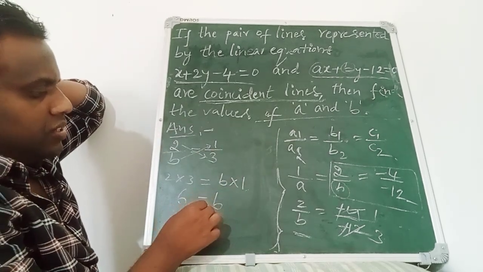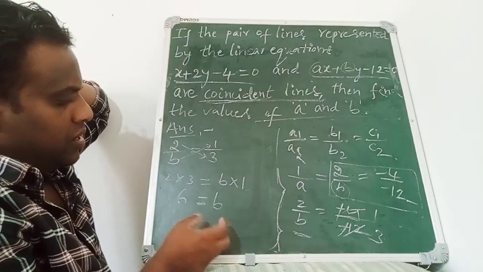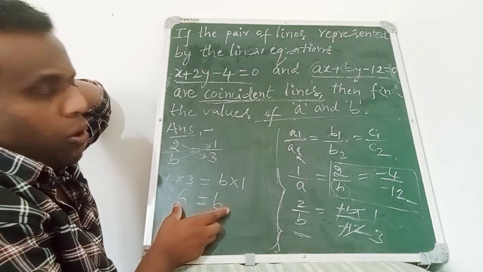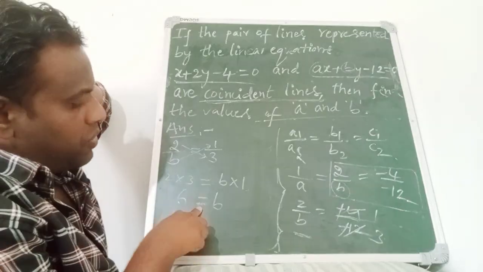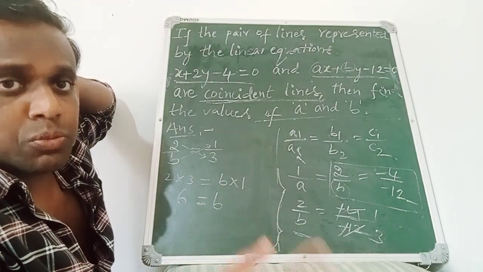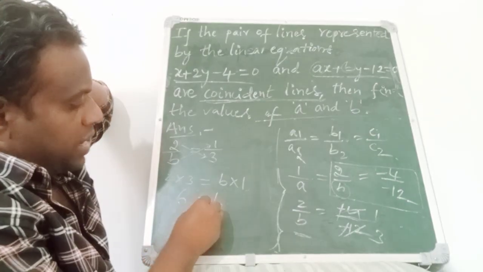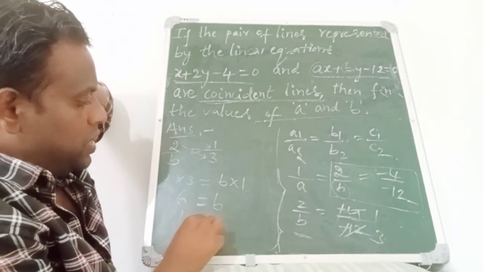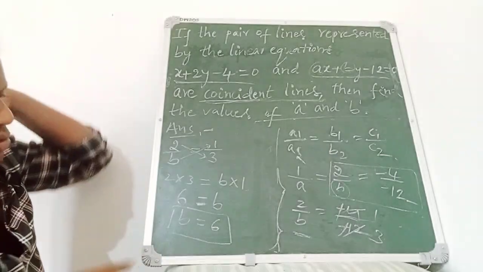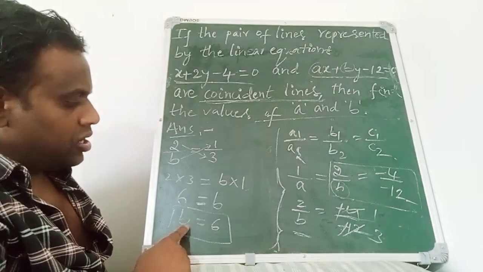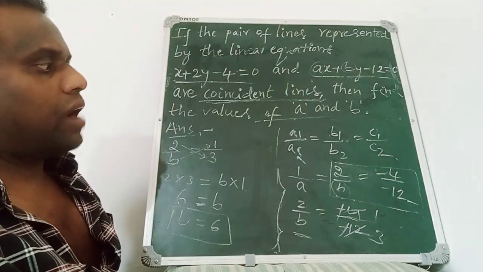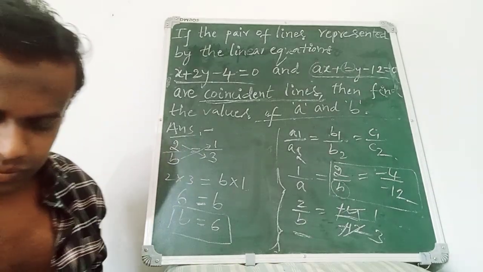Since there is an equal sign, we can switch the sides, that means we can interchange, no problem. Because of this equal sign, 6 is equal to b or b is equal to 6, both are the same. So next step, b is equal to 6. So we got one answer, the b value. What is left? We need to find the value of a.